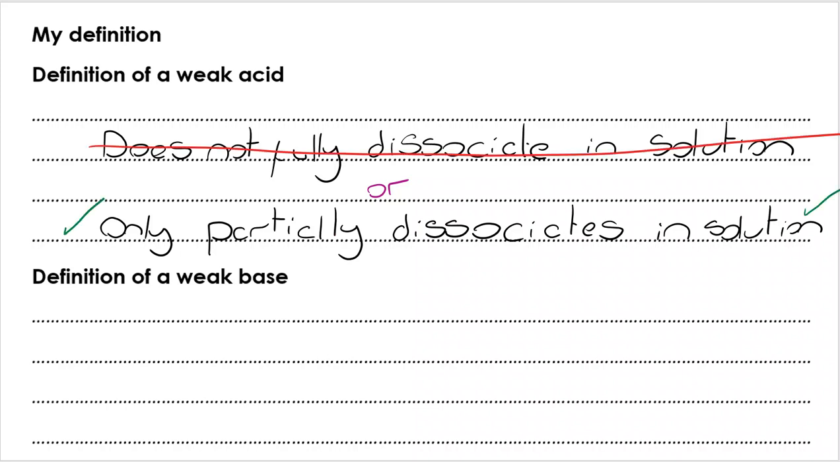The implication is that it almost fully dissociates, and actually the equilibrium lies much further over to the other side. There's only a small amount of dissociation with weak acids. So the definition that you would need to write down for either a weak acid or a weak base is that they only partially dissociate in solution.